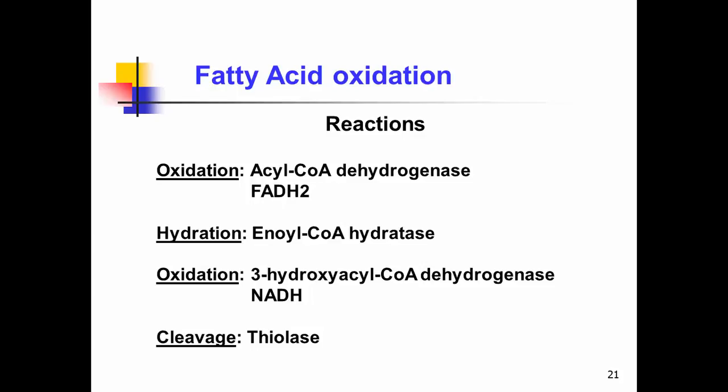And it's just the overall reactions, the oxidation or the dehydrogenation reaction, right? This enzyme and this oxidation reaction, basically you're generating the reducing equivalents, right? And hydration, oxidation again, and cleavage. So basically 4 steps in each beta oxidation cycle for making one acetyl-CoA molecule.